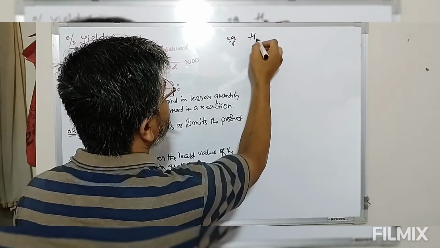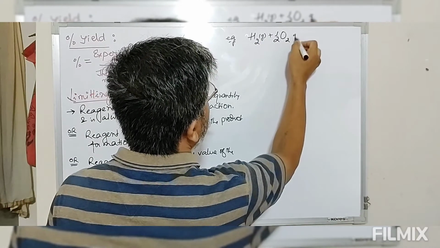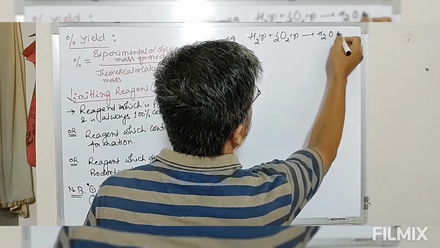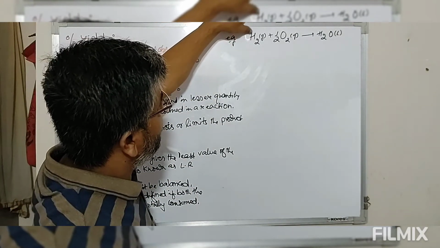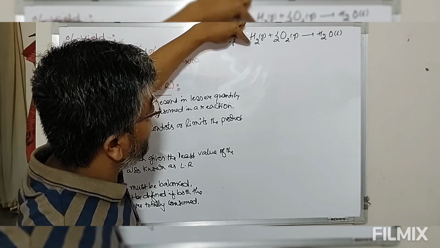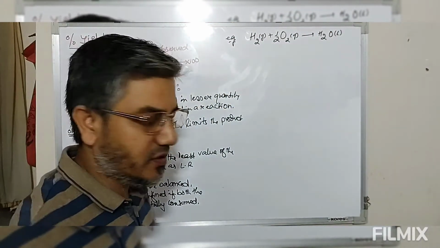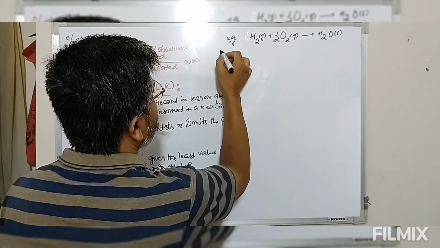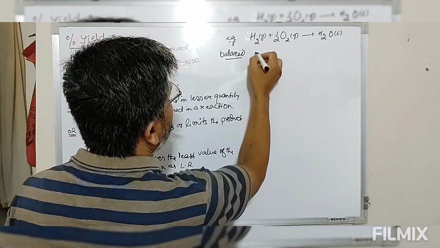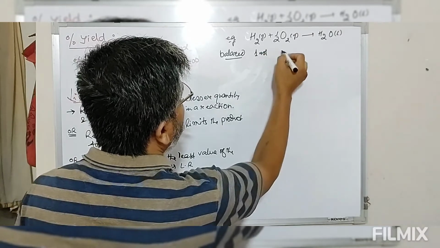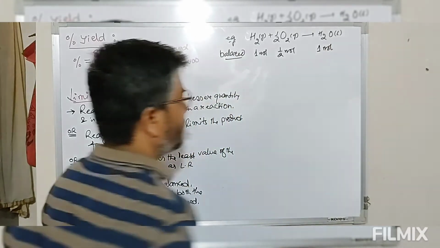Now we have this reaction: hydrogen gas combines with oxygen gas, and this gives you H2O, liquid water. The reaction is already balanced here. So 1 mole of hydrogen combines with half mole of oxygen, and this gives you 1 mole of liquid water. This is the balanced reaction.